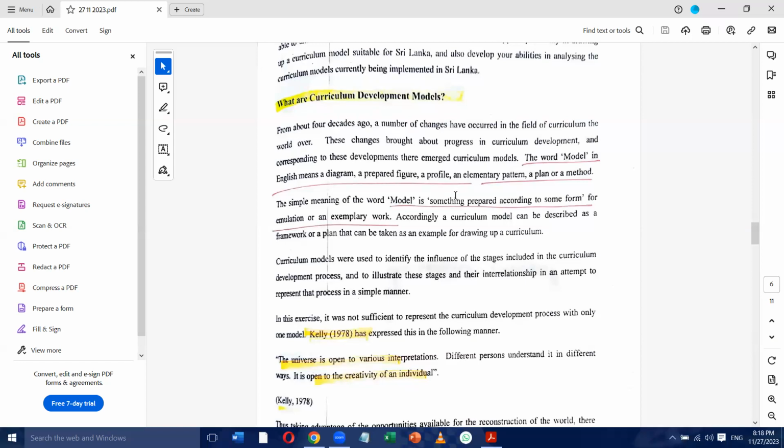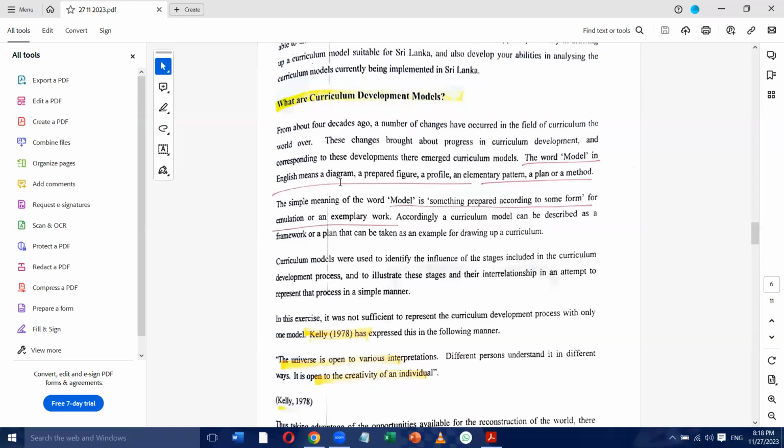From about four decades ago, a number of changes have occurred in the field of curriculum the world over. These changes brought about progress in curriculum development. The word model in English means a diagram, a prepared figure or a profile, an elementary pattern or plan. You know what a model is. The simple meaning of the word model is something prepared according to some form. It is a model for emulation or an exemplary work.